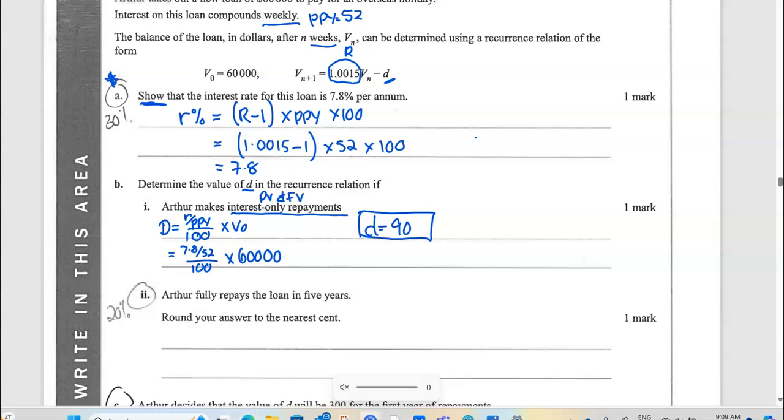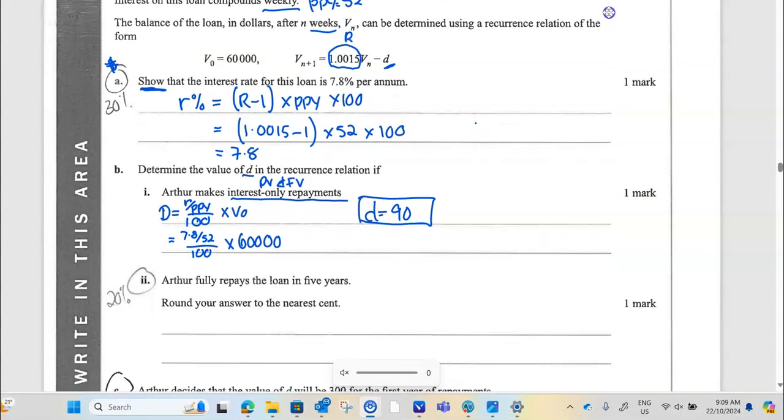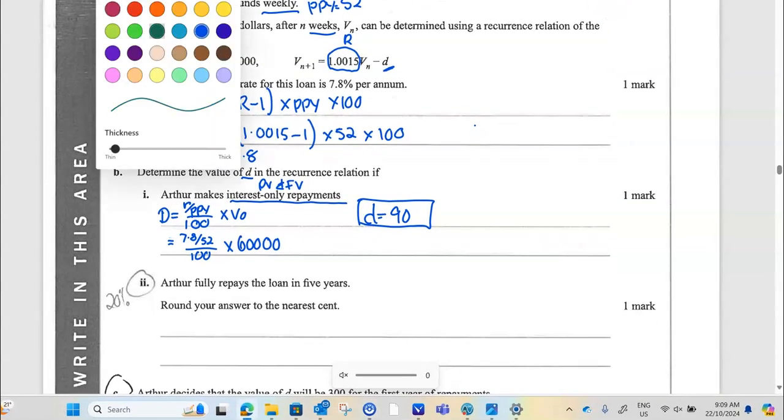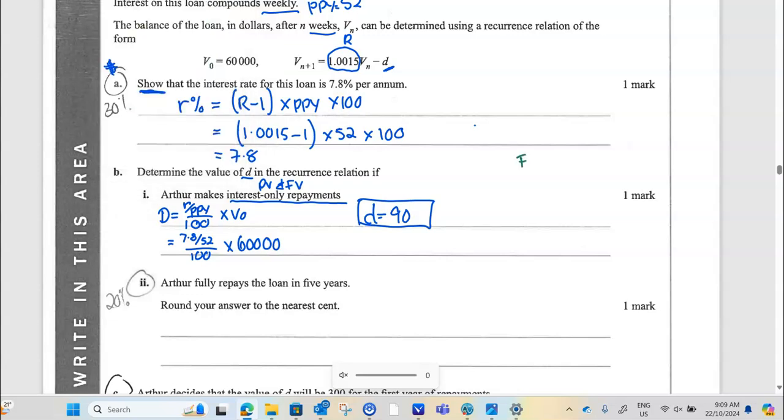What I was going to show you here is that you can also do it on Finance Solver. I'm just going to show you how we could do that. When you're doing an interest only loan, or even a perpetuity, you just need to have one week. So N was 1 week, and the interest rate was 7.8.